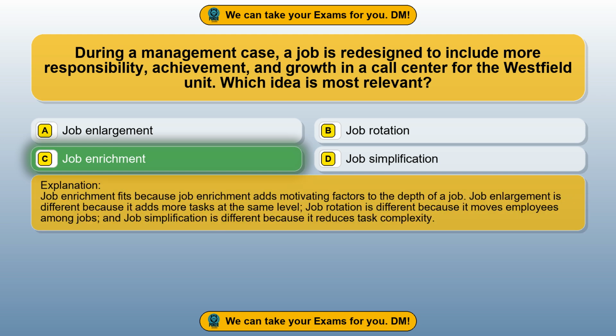Job enrichment fits because job enrichment adds motivating factors to the depth of a job. Job enlargement is different because it adds more tasks at the same level. Job rotation is different because it moves employees among jobs, and job simplification is different because it reduces task complexity.